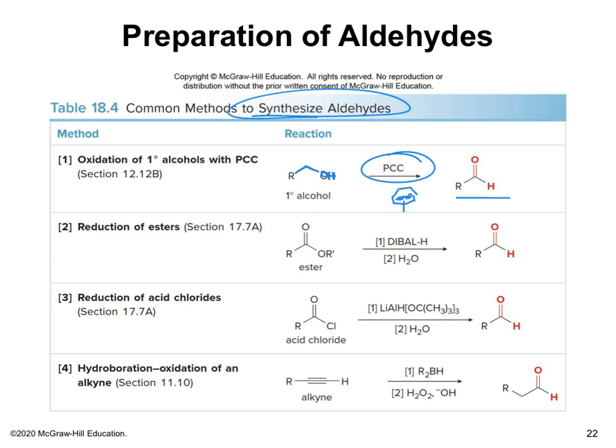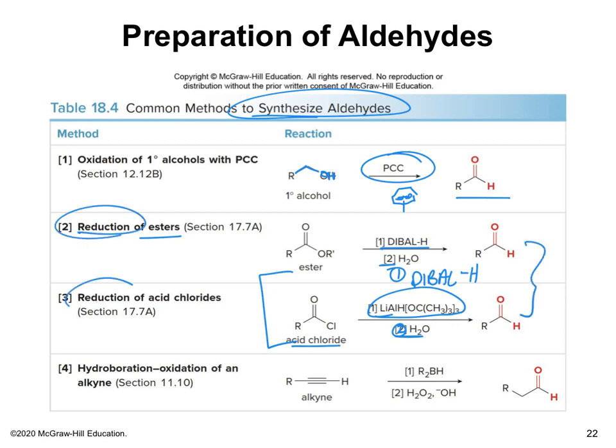Dibal H, it does reduce esters. And if you remember, I said, oh, in that one slide, it doesn't reduce esters. It does. And it reduces acid chlorides. You can use dibal for both of these. And when you use any kind of aluminum, you have to follow it up with water. And you have to separate 1 and 2 because you can't put aluminum in water. You'll have fire. These stop at the aldehyde. These are reductions.